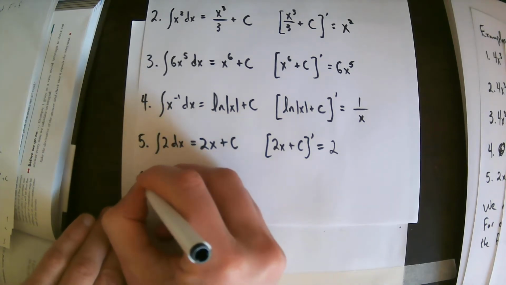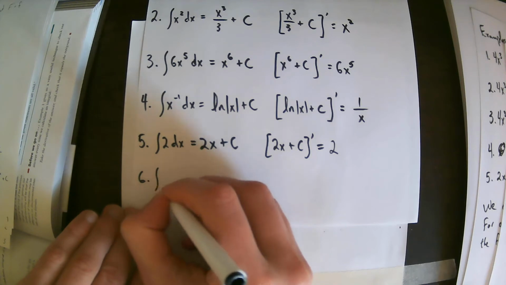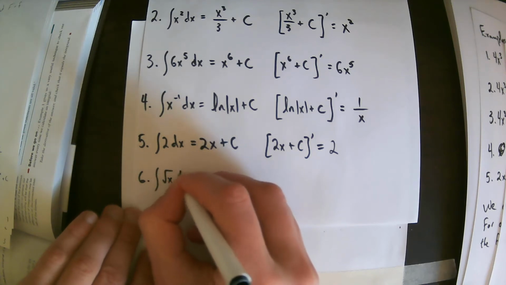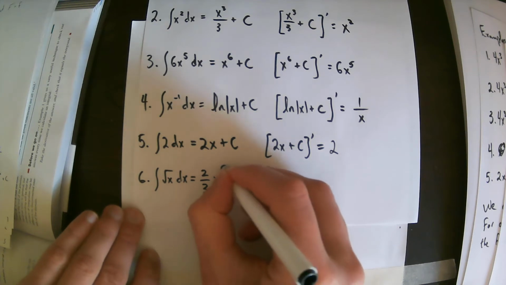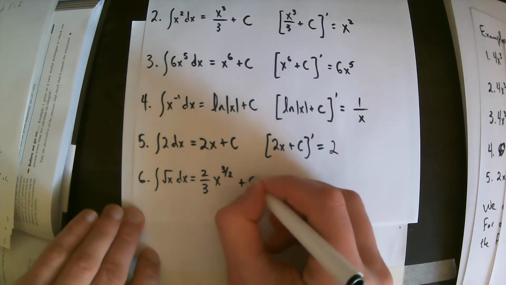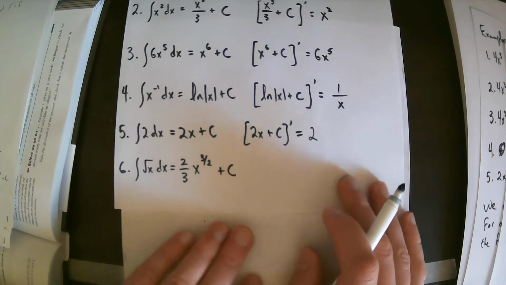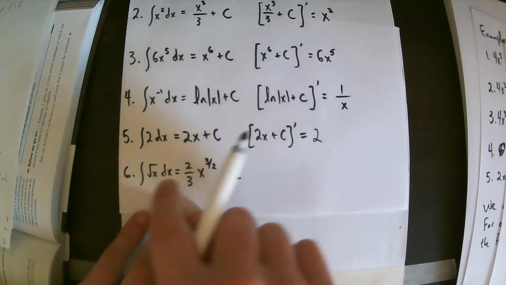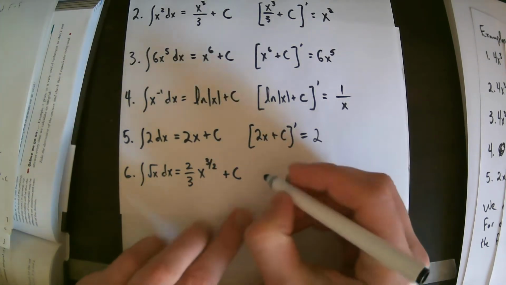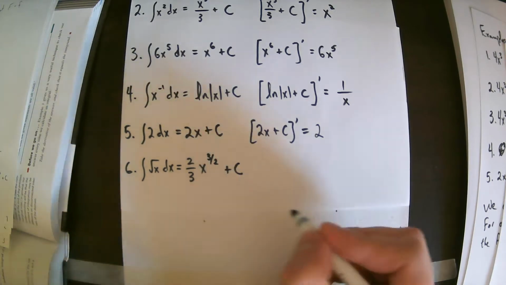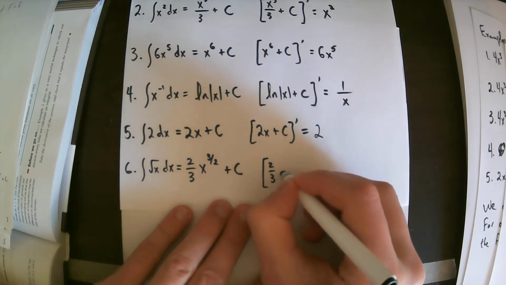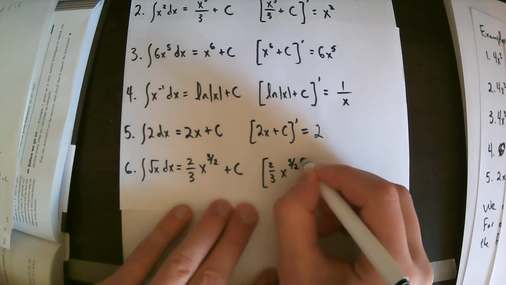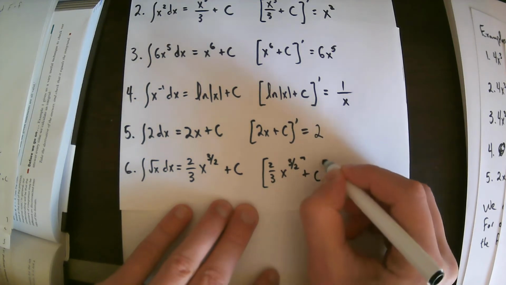What about the integral of square root of x dx equal to, this is a bit different, 2/3 x to the 3/2 plus c? Well, take the derivative of this side and see if we get square root of x. And remember that square root of x is x to the 1/2. So the derivative of 2/3 x to the 3/2 plus c.